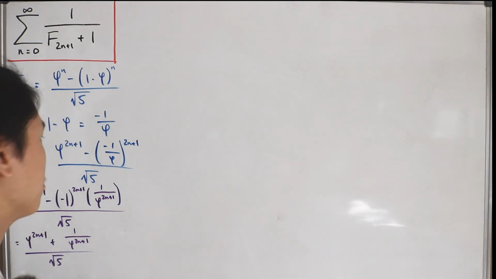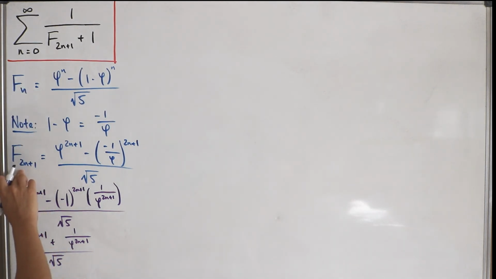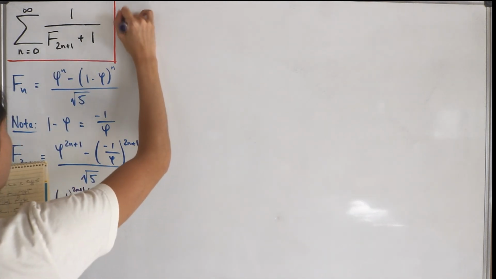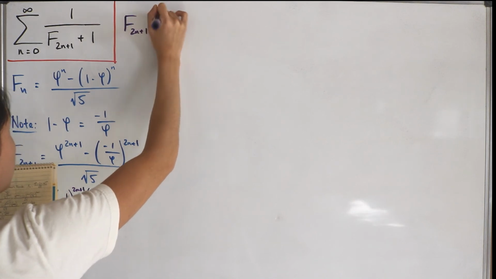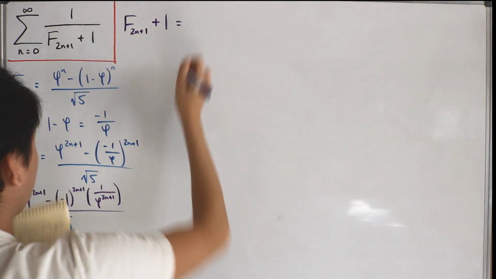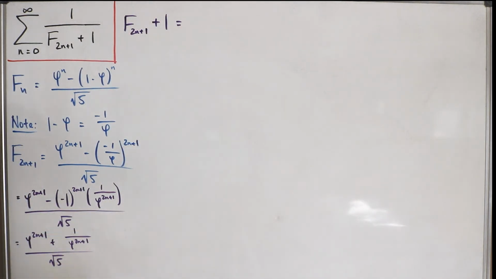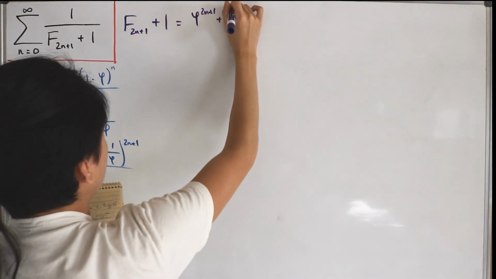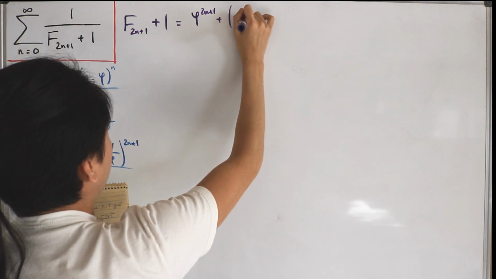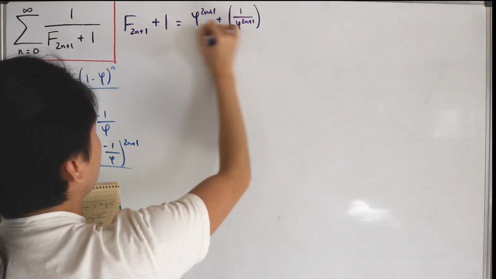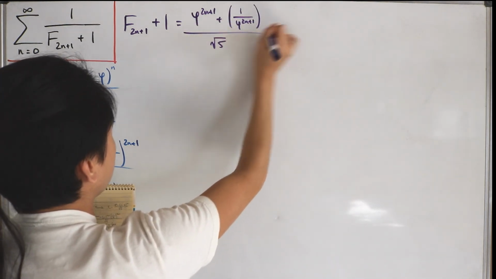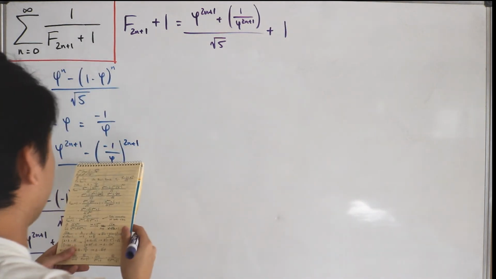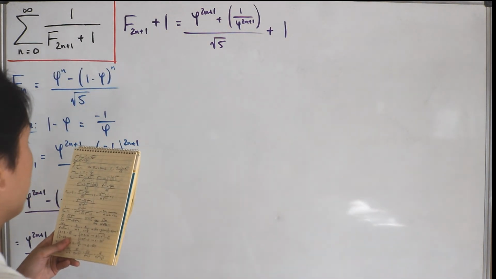And so with this, we have evaluated the 2n plus 1 term for the Fibonacci number. Let's add that 1 back so that we can achieve what we need to. So F sub 2n plus 1, now plus 1. Going back to what we evaluated, it's phi to the 2n plus 1, plus 1 divided by phi to the 2n plus 1, divided by the square root of 5, then add a whole plus 1, so we can do a little bit of simplification.